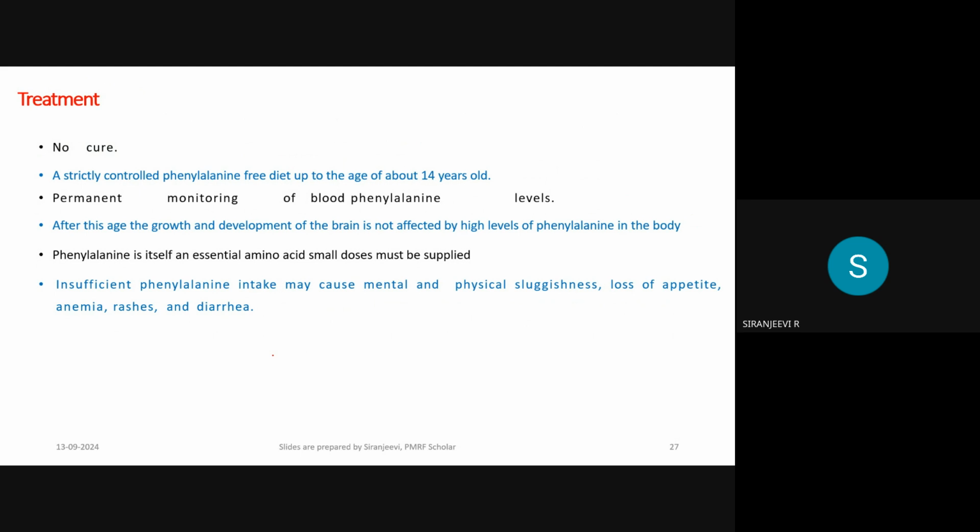As for the treatment, so far there is no cure for phenylketonuria. Usually we reduce the symptoms or the severity of the disease through diet. A strictly controlled phenylalanine-free diet up to the age of 14 years must be carried out, along with permanent monitoring of blood phenylalanine levels.